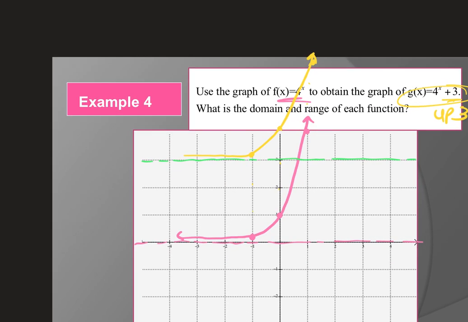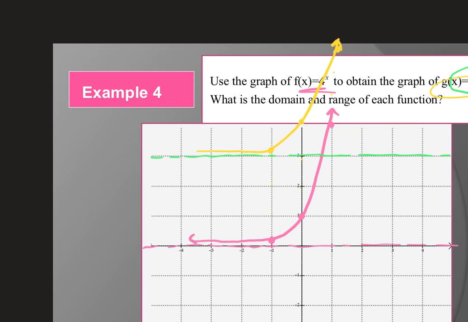What's the domain of 4 to the x plus 3? All real numbers, negative infinity to positive infinity. What's the range of 4 to the x plus 3? 3 to infinity, with a parenthesis because it doesn't include it. What's the y-intercept? We shifted it up from 1. We shifted up 3 places. So, good, 0, 4. And our horizontal asymptote was at y equals 3. It's where the vertical shift is.